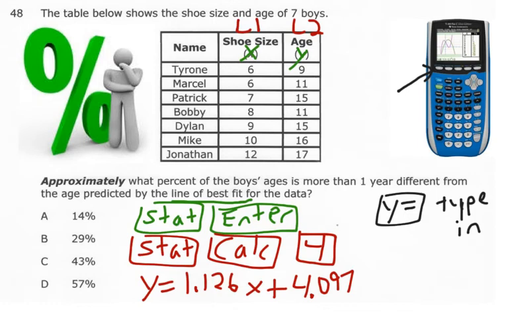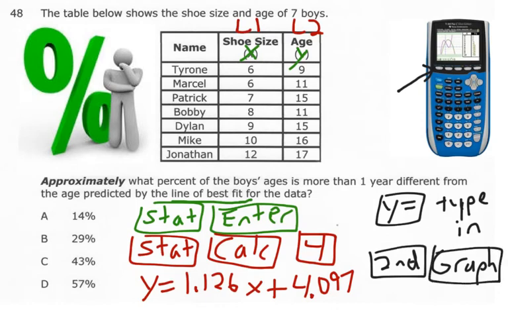That's bringing up our table. So hit second and then graph. And again, the second button is right there, and the graph button is the top right. So hit second, graph, and it gives you your whole table. And the question said, what percent of the boys' ages is more than 1 different from what's predicted?